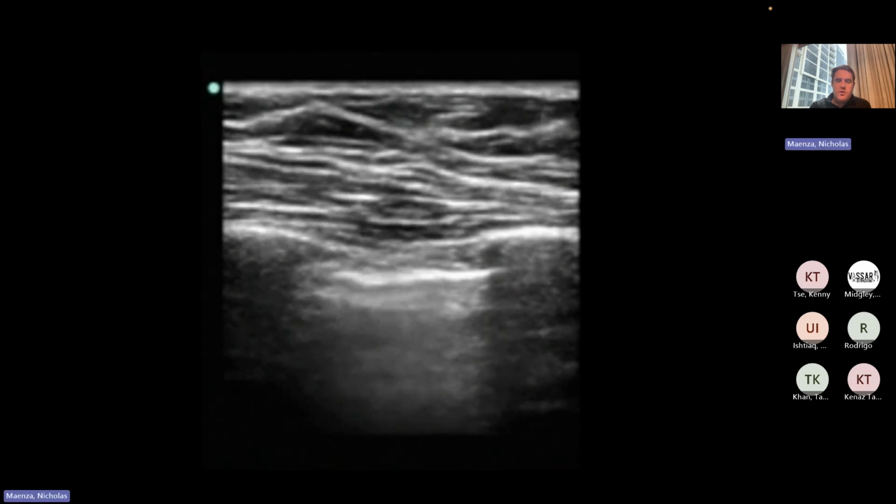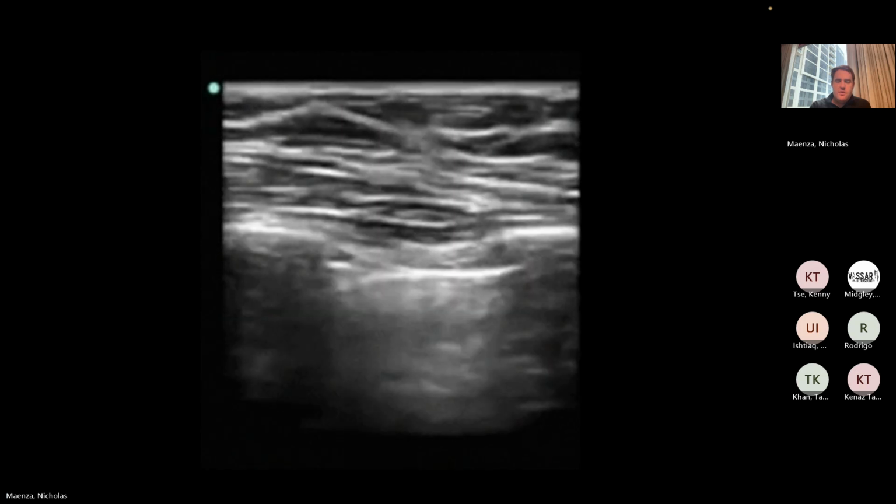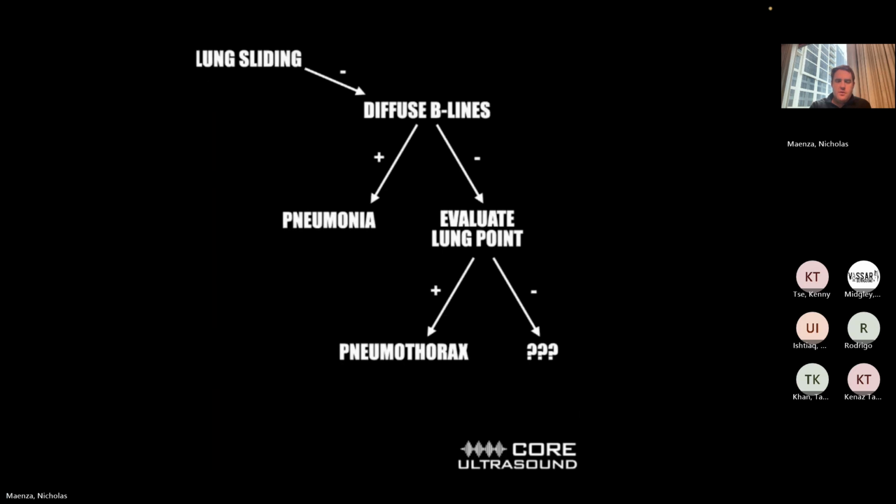A couple more examples. All right, so you look for lung sliding, you did not find it. So then you were looking for B lines. If you found B lines, that told you that the lung is inflated, but there's another issue with the visceral pleura. So this is pneumothorax. You didn't find lung sliding, you didn't find B lines, and you evaluated for a lung point. So you found that transition point, and that gave you the diagnosis of a pneumothorax.